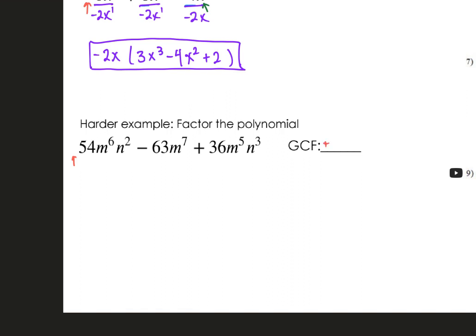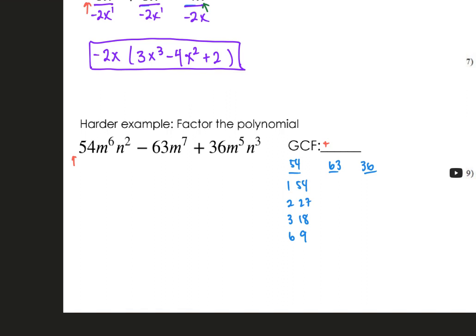To figure out the number that goes with our GCF, we're going to list out the factors of our numbers: 54, 63, and 36. Factors of 54 are 1 and 54, 2 and 27, 3 and 18, 6 and 9, and I believe that's it. 54 divided by 8, yeah, so that's it.